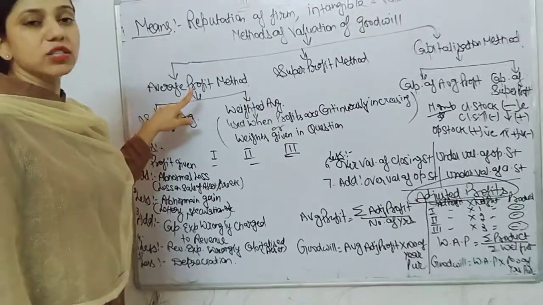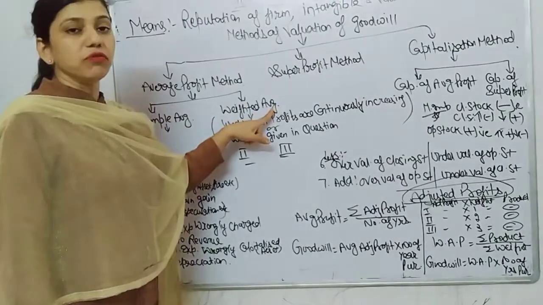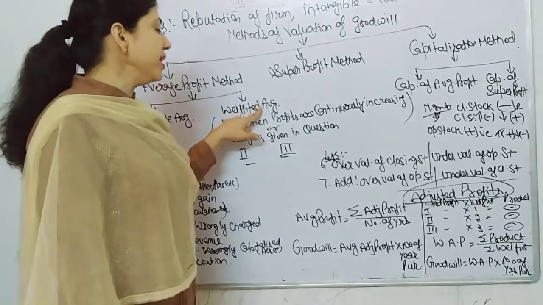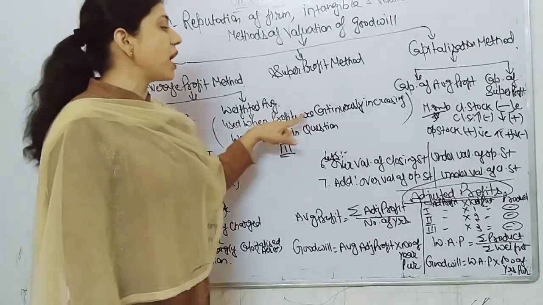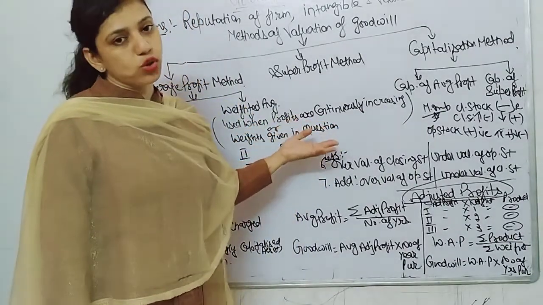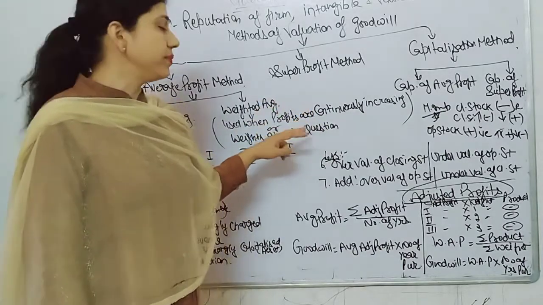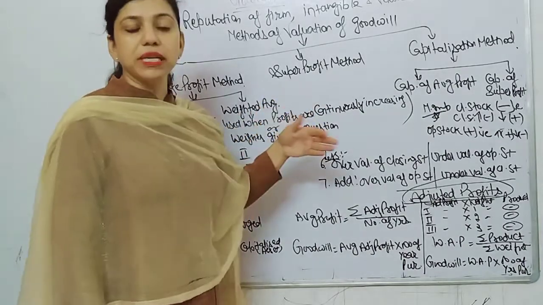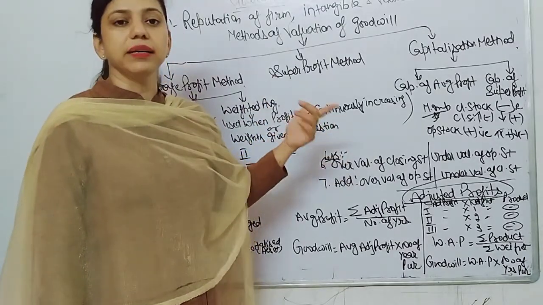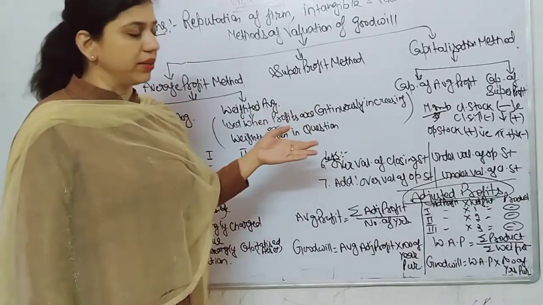The average profit method is of 2 types. The first is simple average and the next one is weighted average. The weighted average method is used when profits are continuously increasing per year, or when weights are given in the question. Whether they are increasing or decreasing, if weights are given, then you should adopt the weighted method.